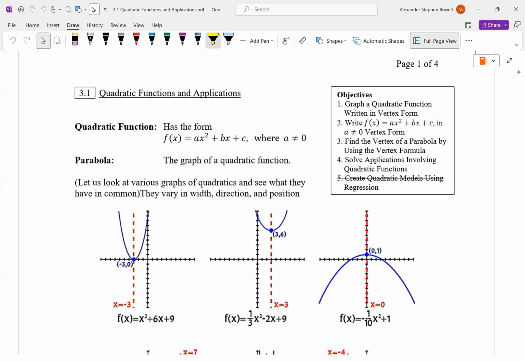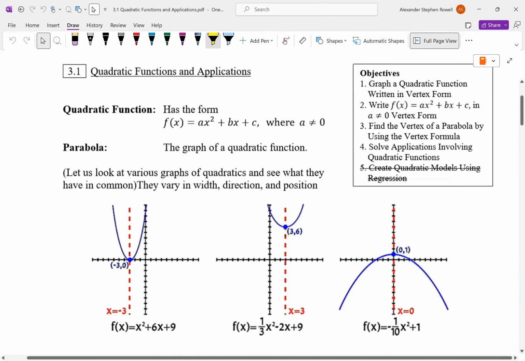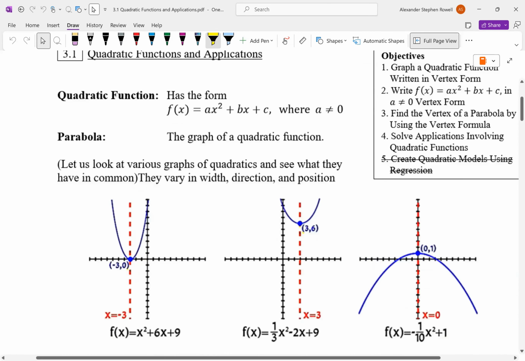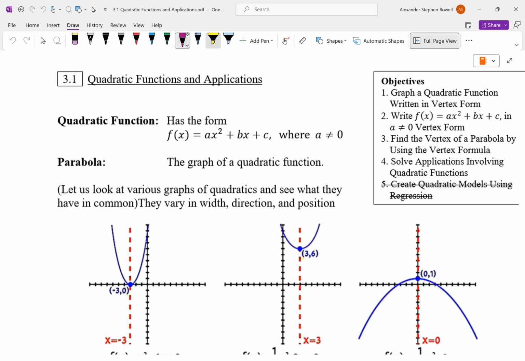Okay, section 3.1, quadratic functions and applications. How can you distinguish a quadratic function from a linear function? Good. Squared is the highest power, as opposed to 1 being the highest power. So any quadratic function can be written in the form ax squared plus bx plus c. Yes, this is true. And a is not equal to 0.